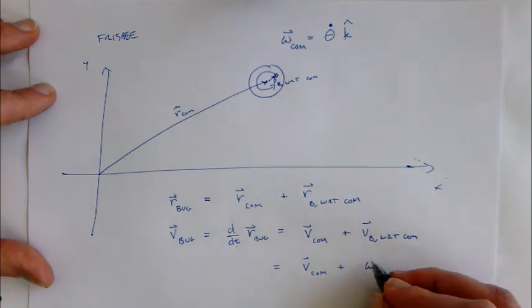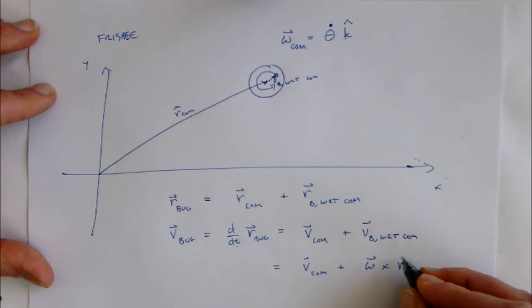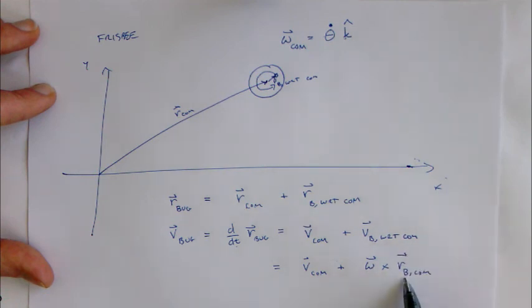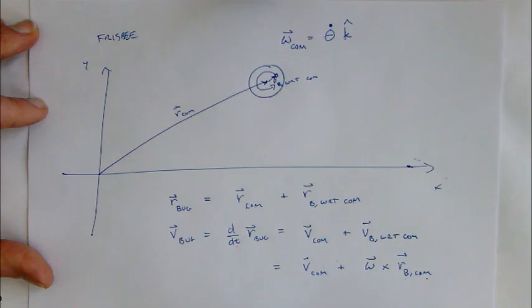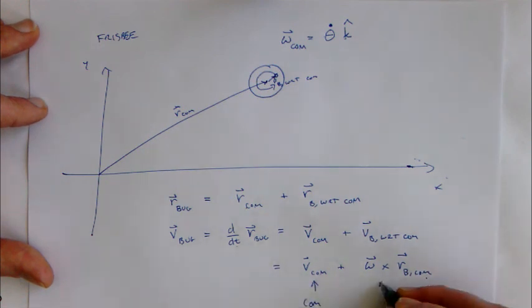So that second term just has to do with the fact that the frisbee is rotating. That second term is simply going to be omega cross the position vector of the bug with respect to the center of mass. So there's an important idea here that you can break motion down. When you've got some object that's both rotating and translating, you can break that motion down into center of mass motion plus rotational motion.